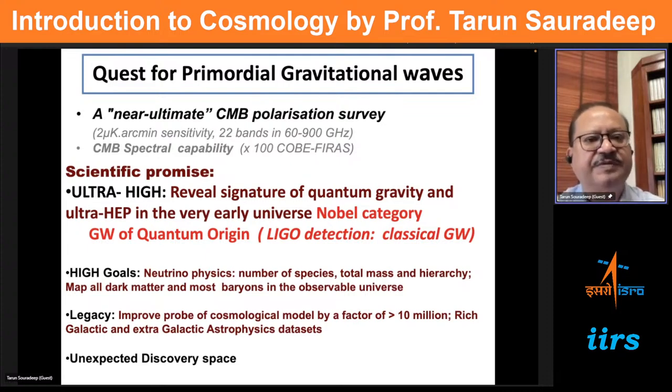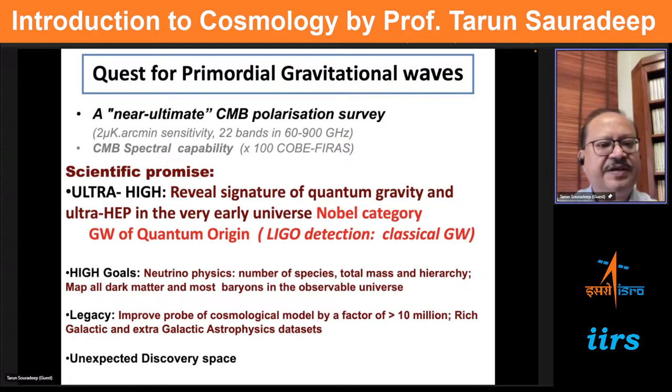I didn't talk about the polarization of the CMB, but the photons are linearly polarized in every direction, and that has extra information. The ultra high payoff of such a survey would be that it will reveal the signatures of quantum gravity and ultra high energy physics in the very early universe, because it will see signatures of gravitational waves of quantum origin. They arose through the quantum phenomena that gave rise to all structures in the universe. They also gave rise to gravitational waves. Note that in a LIGO detection, we only see classical gravitational waves. So this will be a great boost for our understanding of quantum gravity.